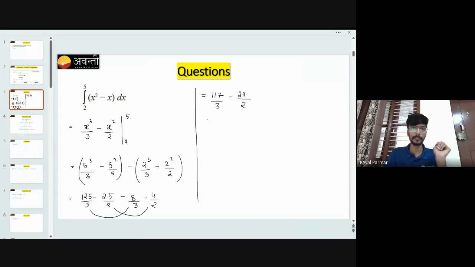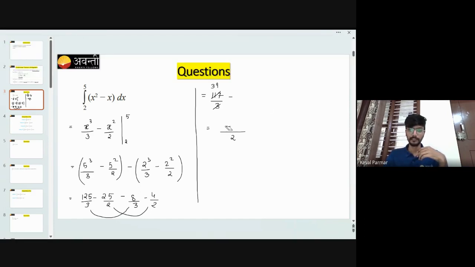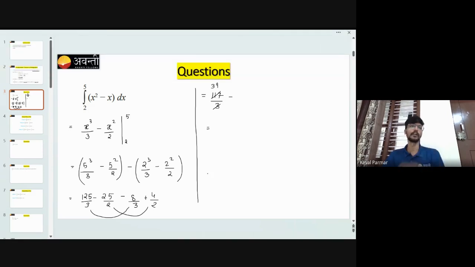Achha, you calculated plus 4 by 2. This is divisible, na? 3 3s are 9, 3 9s are 27. So 78 minus 29 by 2. Okay, Achha, I made a mistake here. The sign I made here should be plus. Got it, thank you. So it will be minus 21 by 2. Yeah, right. Thank you. No problem.